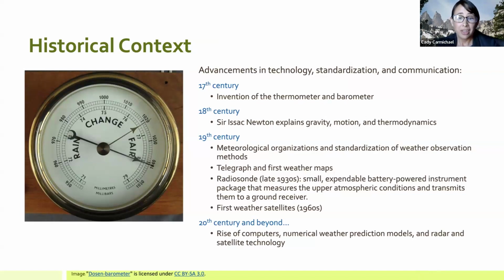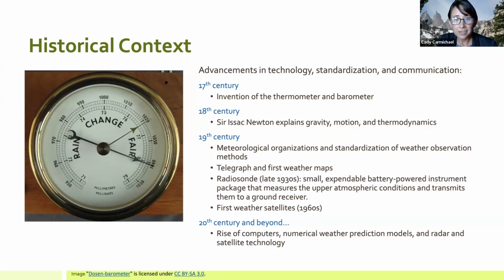The big things that happened in the 17th century was the invention and the distribution of some of our simple weather tools. So that was the invention of the thermometer, which obviously measures temperature. You've got the barometer, which measures atmospheric pressure. And before that, you didn't have that numerical value tied to temperature values or tied to pressure values.